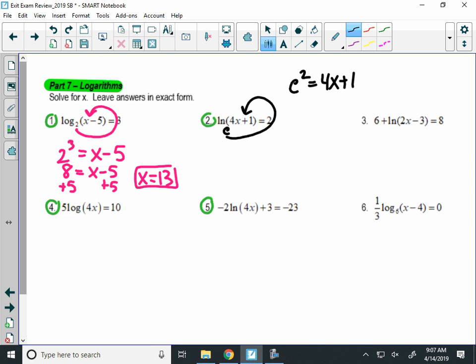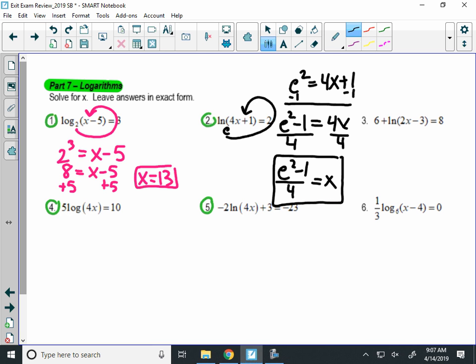Now, we're leaving exact form. So because you don't have your calculator, you don't have to round e or anything. I just want you to leave it as e squared. Solve for x. So we're going to subtract 1, and we'll write that as e squared minus 1 equals 4x. And then I can just divide both sides by 4. So e squared minus 1 over 4 is an exact number, and we'll have that equal to x. All right, we're going to skip number 3.